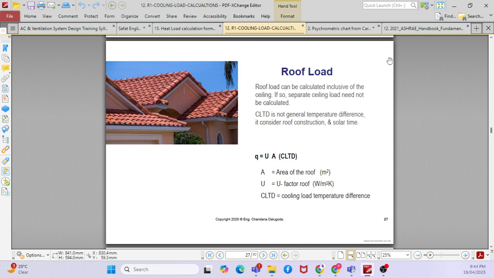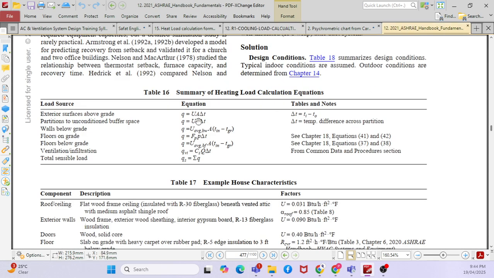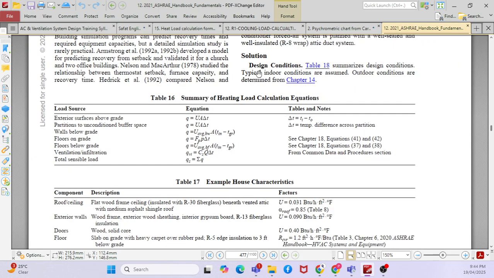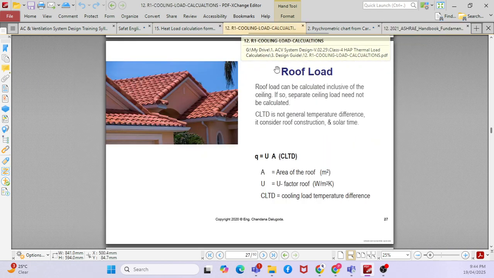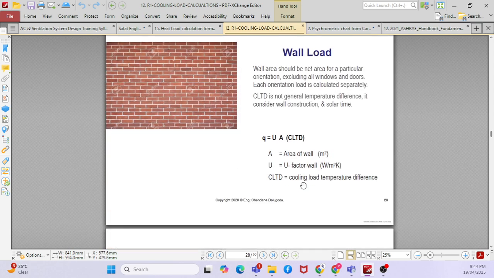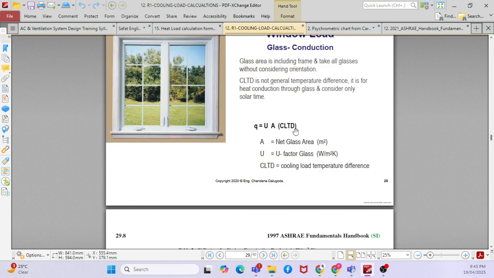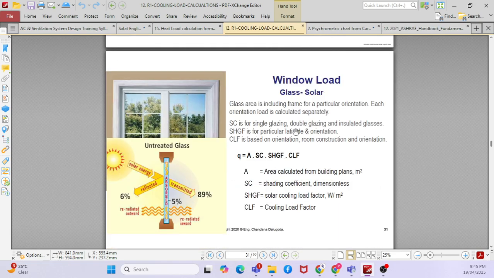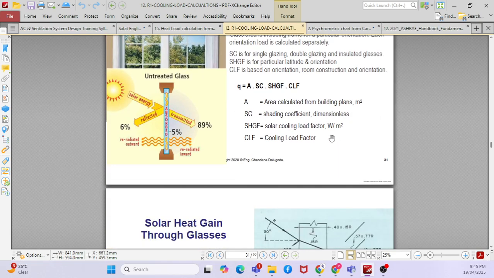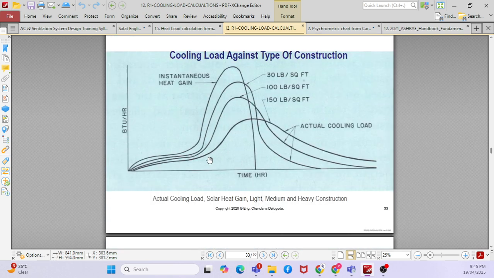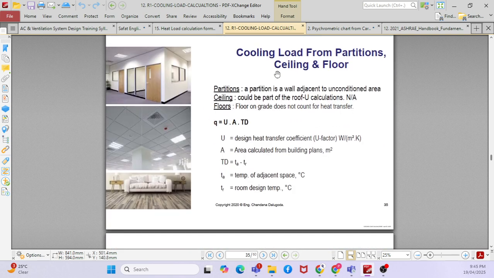So this equation came from where? From the fundamentals, UA delta T. Can you see here? This is from the ASHRAE Fundamentals. So that is given in this particular guideline, UA delta T for the roof load. And when you talk about wall load, you have UA CLTD, right? Cooling load temperature difference. Window load, UA CLTD, right? And you have solar heat gain through the glasses. And cooling load through the partition.